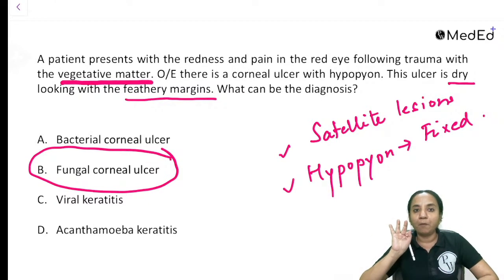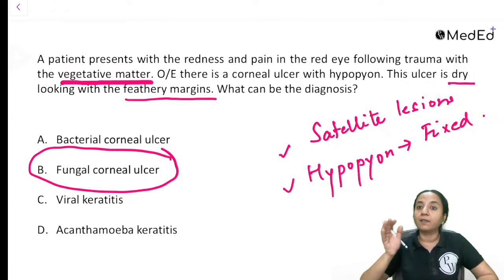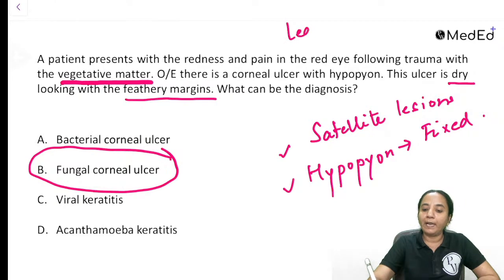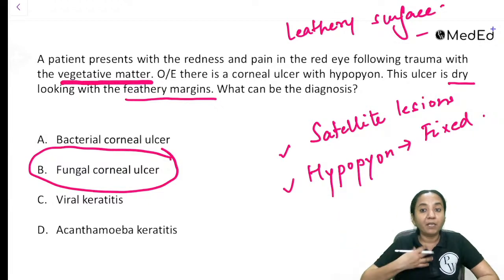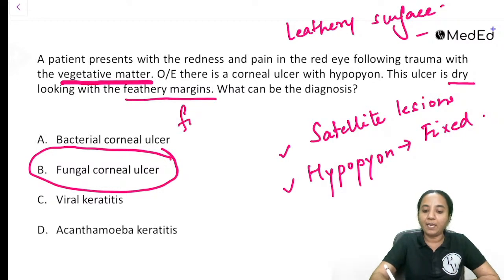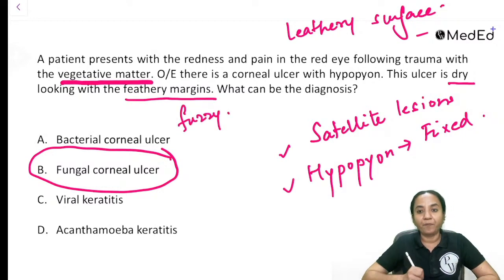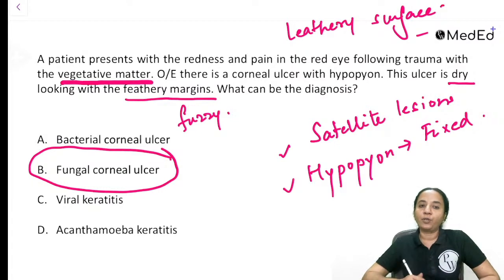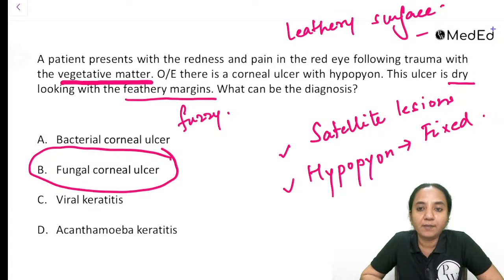But even without this, we can still say it's a fungal corneal ulcer because they have given us three very, very important pointers. That is trauma with vegetative matter. The surface of the ulcer is dry. Sometimes the word leathery is used. Dry or leathery surface. Sometimes the question may also mention there are multiple lesions or satellite lesions. Margins are typically described as feathery, ill-defined, or fuzzy. And hypopion, if present, sometimes the question mentions that it's a very thick, immobile hypopion. So all these point to the diagnosis of fungal corneal ulcer.